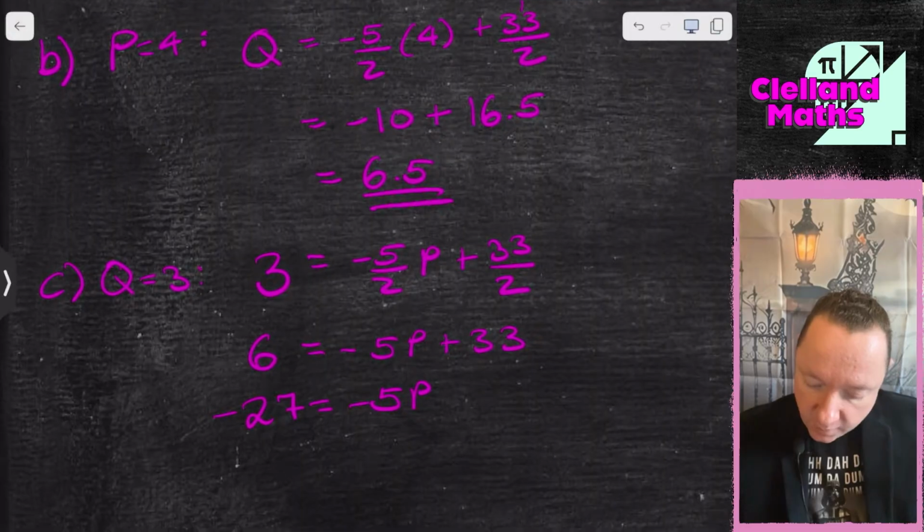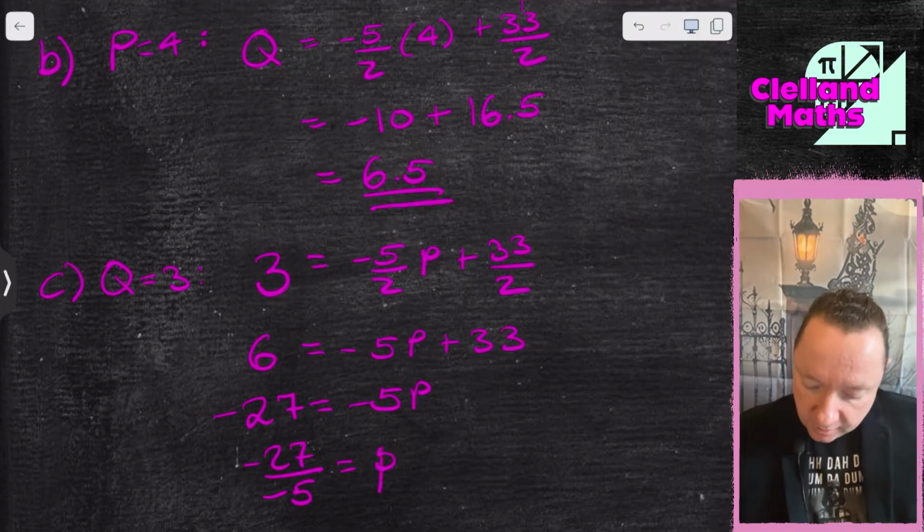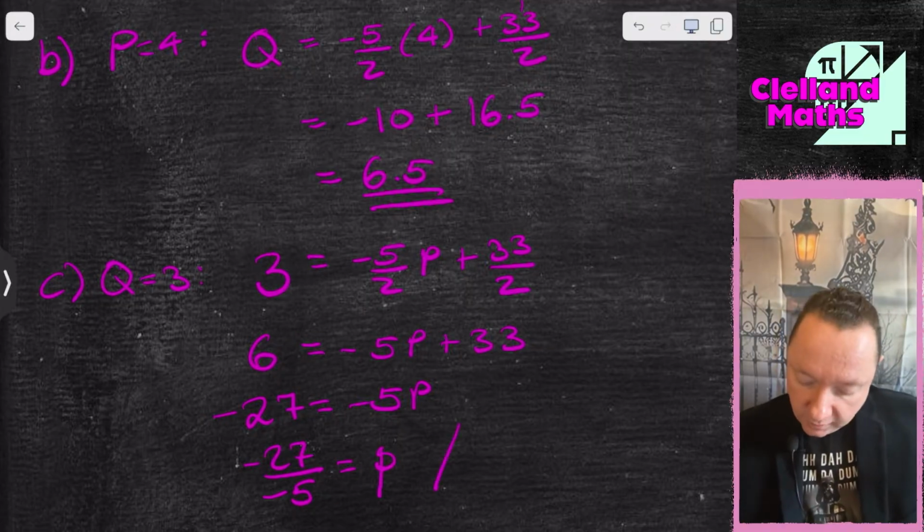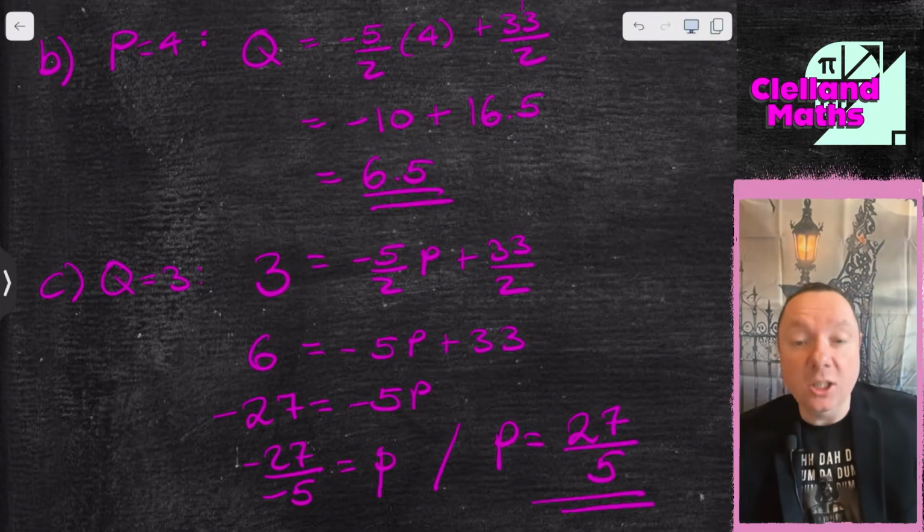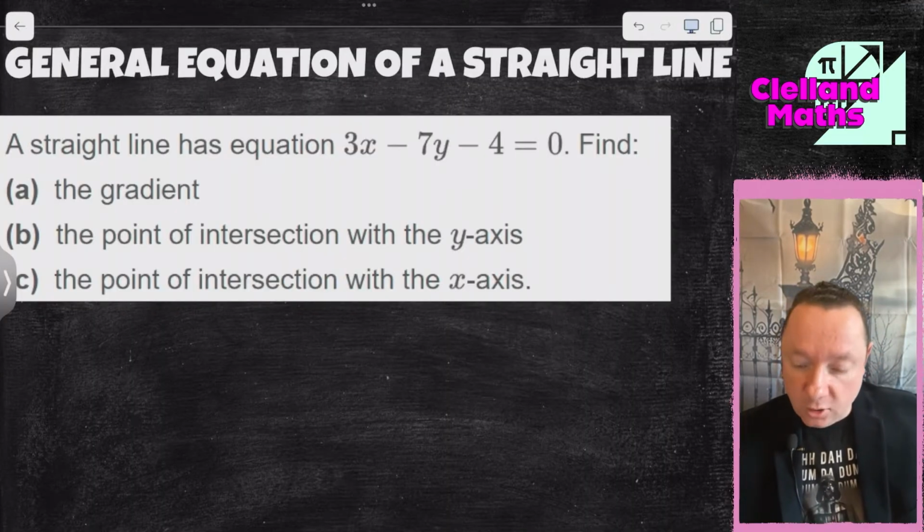So then dividing through by minus 5, minus 27 over minus 5 equals p. Now you can't leave it as a minus over a minus, so then you just write p equals 27 over 5. And if that's a simplified fraction, you're done there. Okay, the general equation of a straight line.